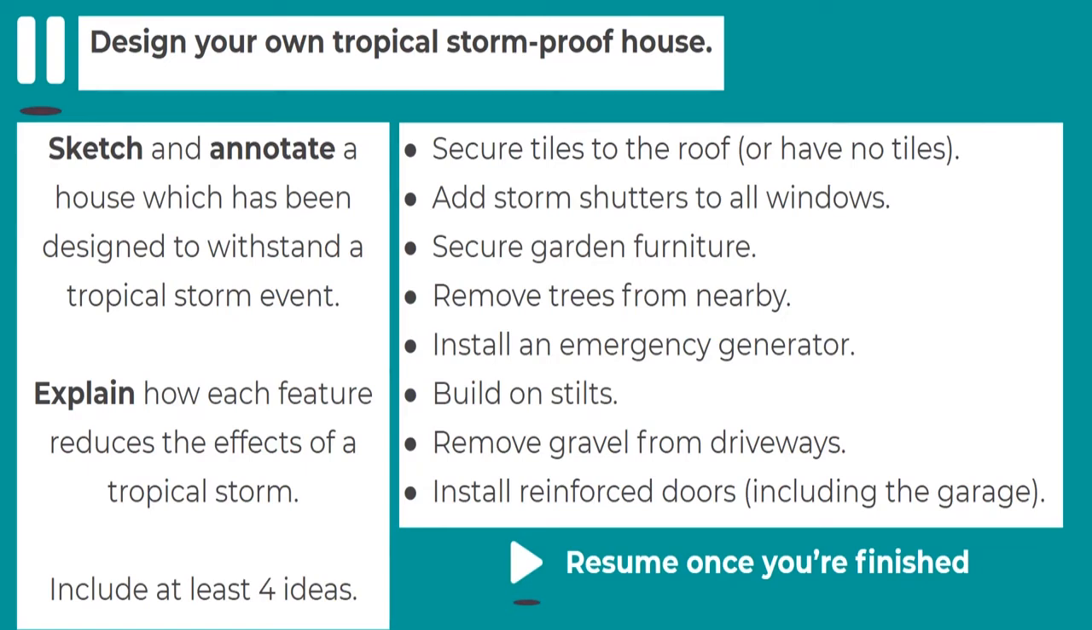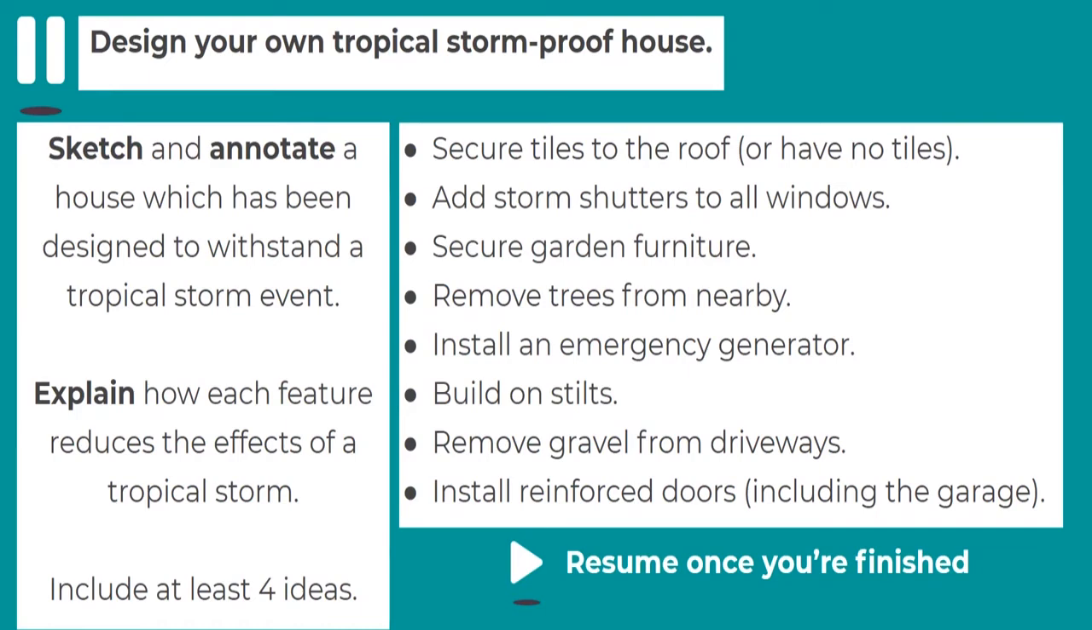So I would like you to sketch and annotate a house which has been designed to withstand a tropical storm event. And when I say annotation, what I mean by that is more than just a label. So you have to be able to develop the point to explain why it is that you've chosen certain features. On the right hand side, you will see the list of ways that buildings could be modified in order to be more tropical storm proof. So I would like you to try and include as many of these different features in your design as possible.